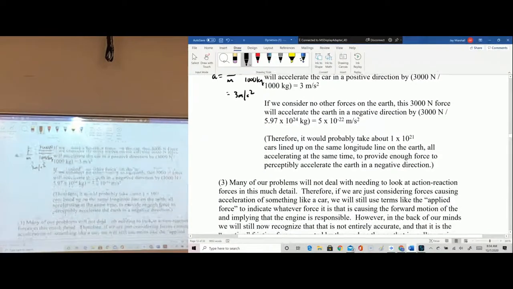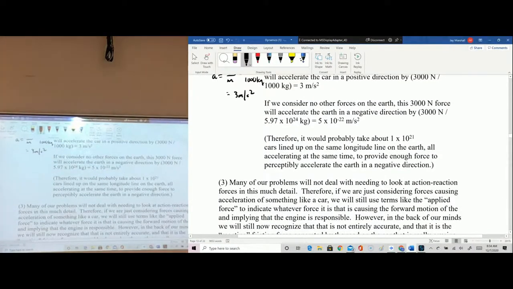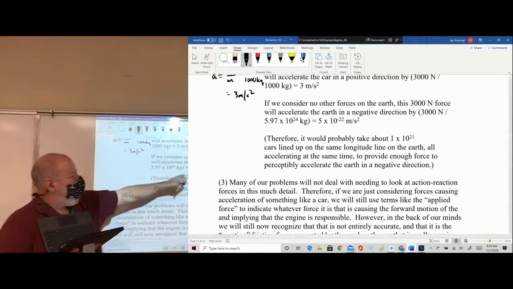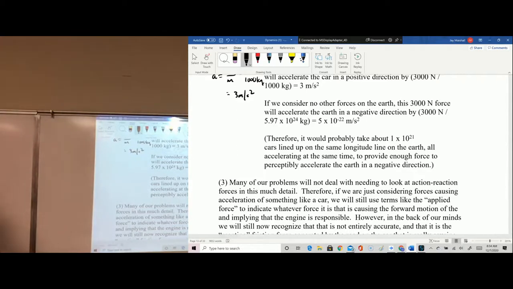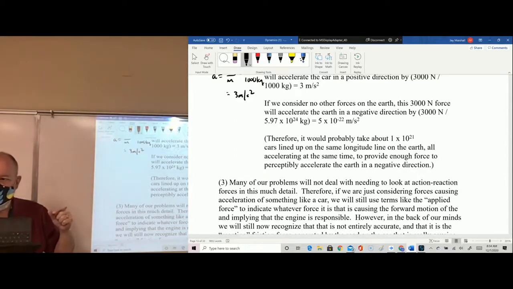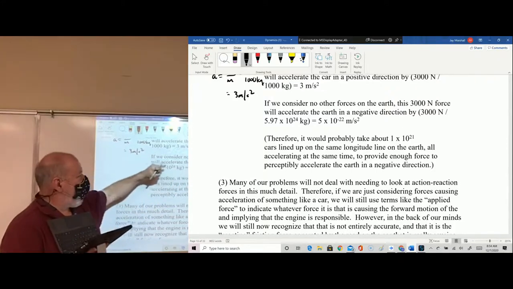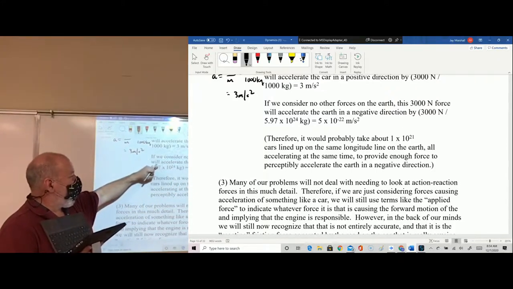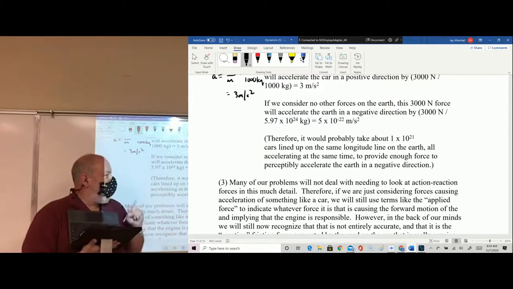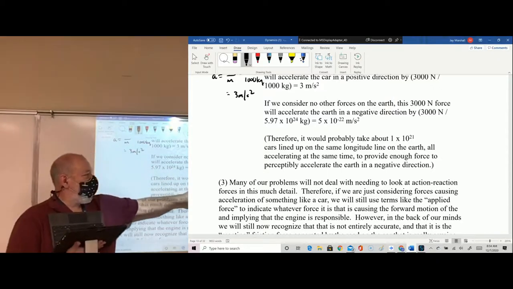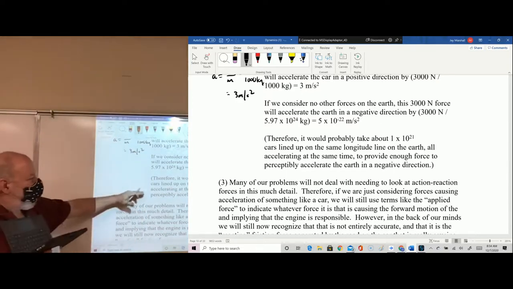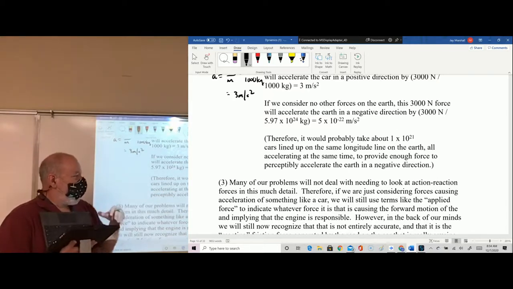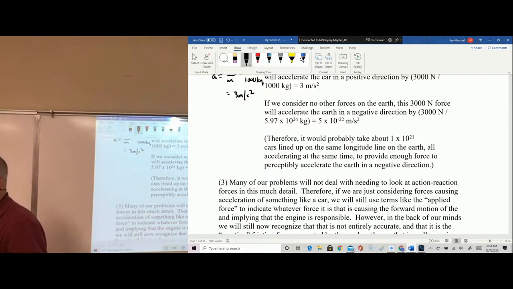So, if you want to actually think about this, the thought occurred to me, well, if one car can affect the acceleration of the Earth in that way, how many cars would it actually take all doing the same thing to cause the Earth to go backwards? It would probably take about 1 times 10 to the 21st cars lined up on the same longitude line on the Earth, all accelerating at the same time to provide enough force to perceptibly accelerate the Earth in a backward direction. That's kind of a cool thought, right?